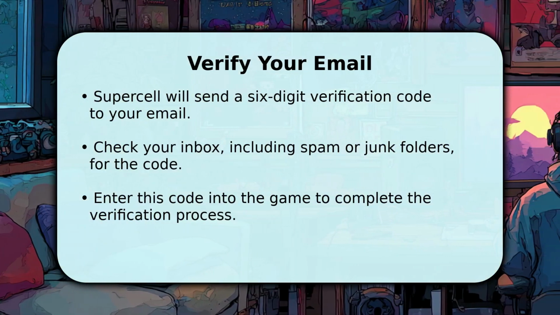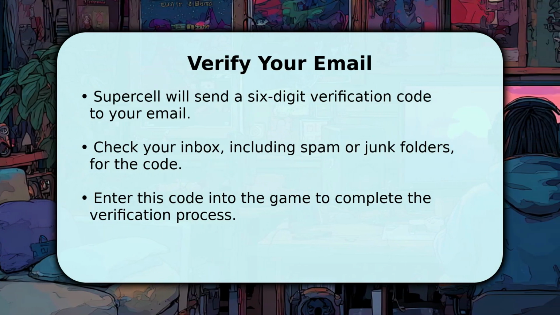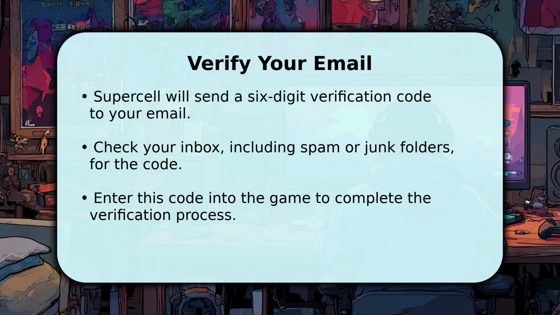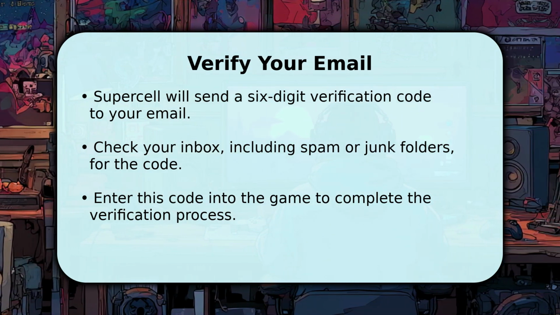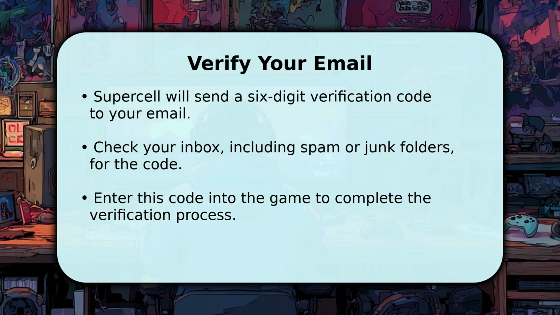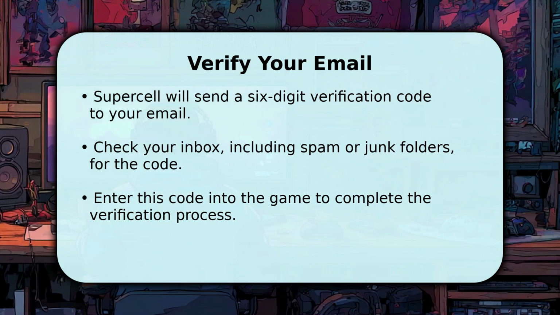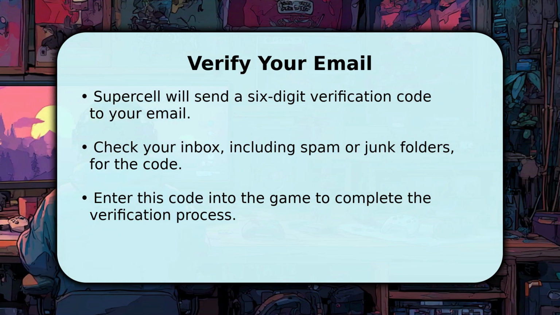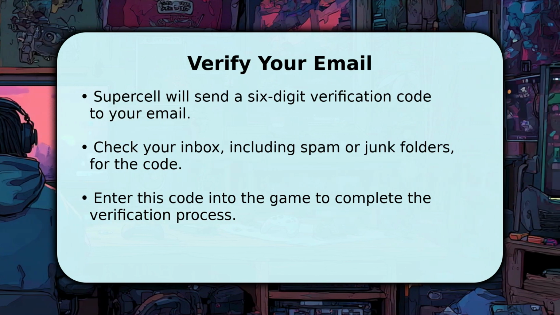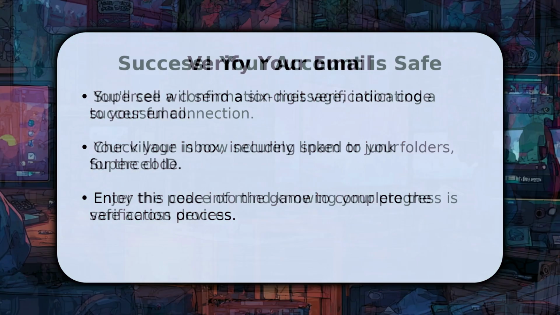After entering your email, Supercell will instantly send a 6-digit verification code to that address. Take a moment to check your email inbox. Sometimes it might land in your spam or junk folder, so be sure to look there too. Once you find the code, simply go back into Clash of Clans and enter those 6 digits into the designated field. This step confirms your ownership of the email and links it to your game.